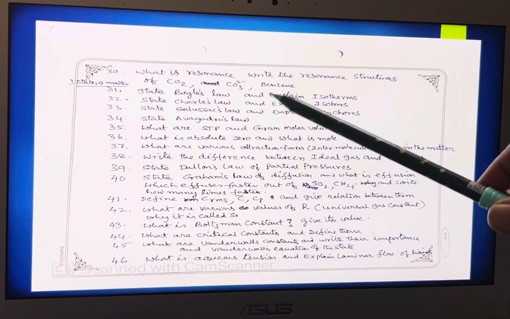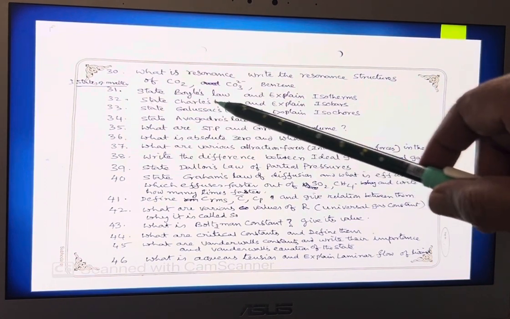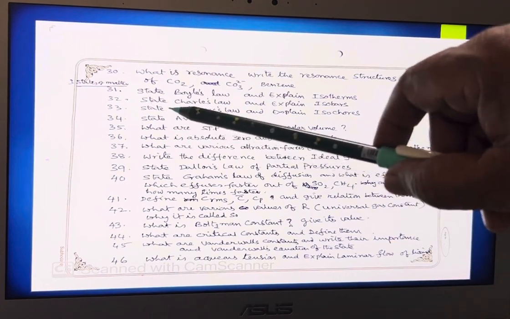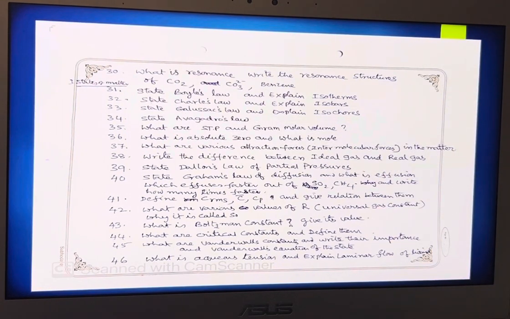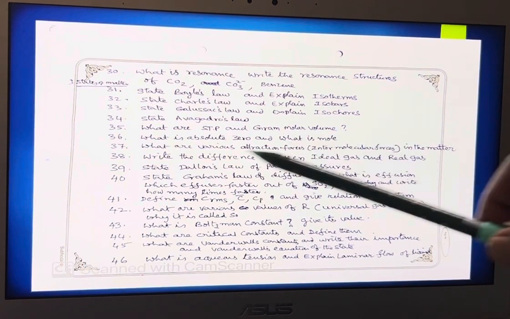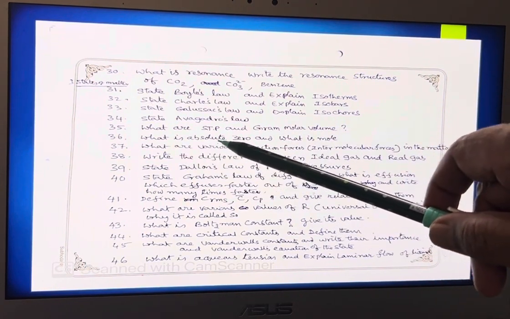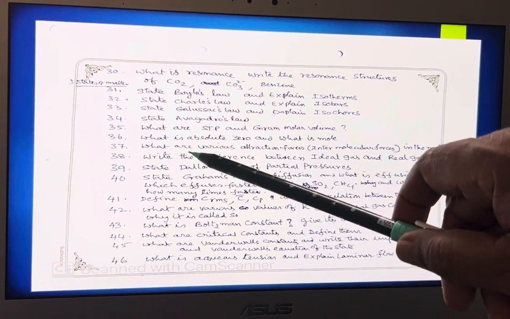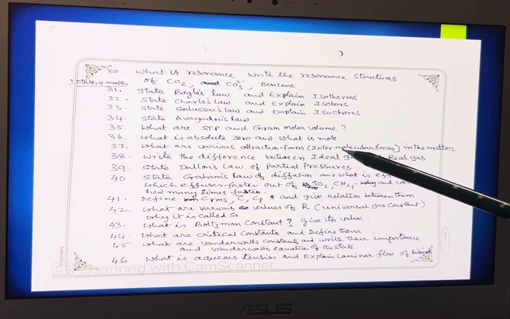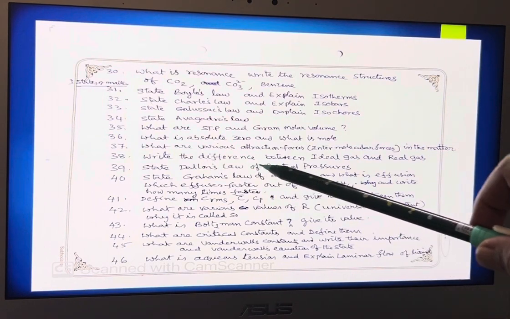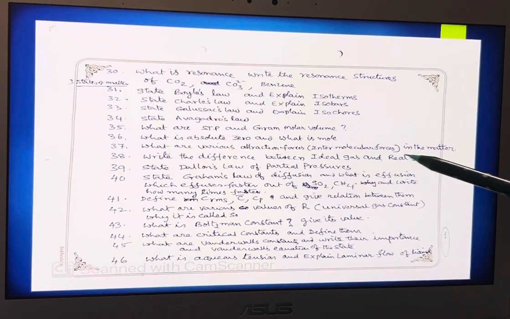State Boyle's law, explain isotherms. State Charles' law, explain isobars. State Gay-Lussac's law, explain isochores. State Avogadro's law. What are STP and gram molar volume, GMV? What is absolute zero temperature, absolute zero, and what is mole? What are various attraction forces, that is intermolecular forces in the matter? Write the differences between ideal gas and real gas.